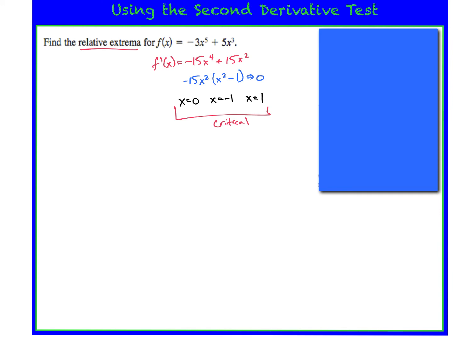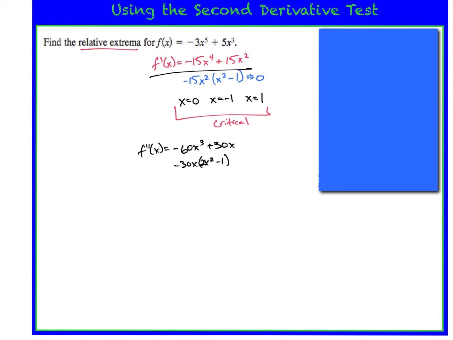I could make my intervals and see where they change, negative, positive, positive, negative. But I don't want to do it that way. I want to show you another way, and sometimes they make you go this way. I'm going to get to a second derivative. So let's take a second derivative. What is f double prime? Negative 60x cubed plus 30x. I want to factor it out a little bit to help me out. I could factor out a negative 30x, and then I'm left with 2x squared minus 1.